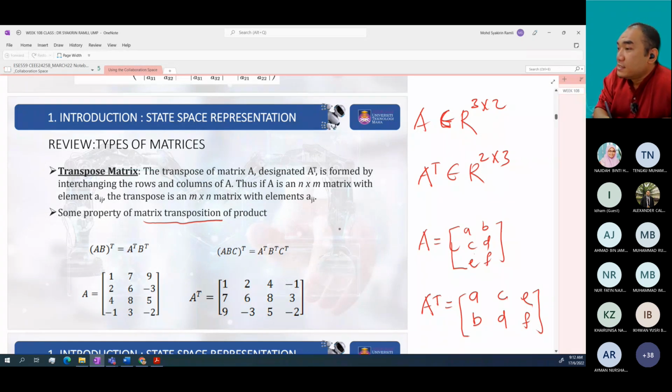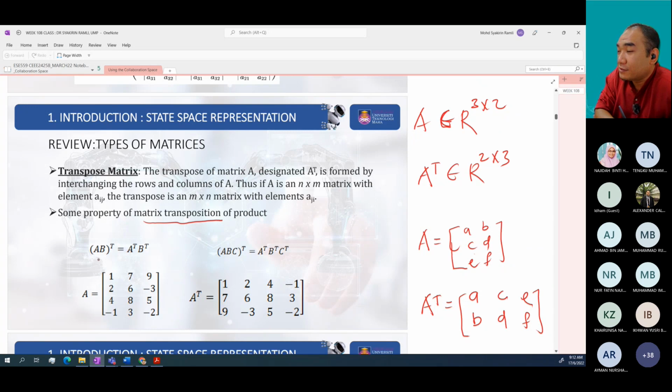Right. Same thing if we got three matrices, matrix A, matrix B and matrix C. Multiplication of matrix A multiply with matrix B, multiply with matrix C, and then we transpose. The effect is just the same as we transpose first matrix A, and then we transpose matrix B, we transpose matrix C, we multiply the transposition of matrix A transpose, B transpose dan juga C transpose. Itu adalah dia punya property lah.